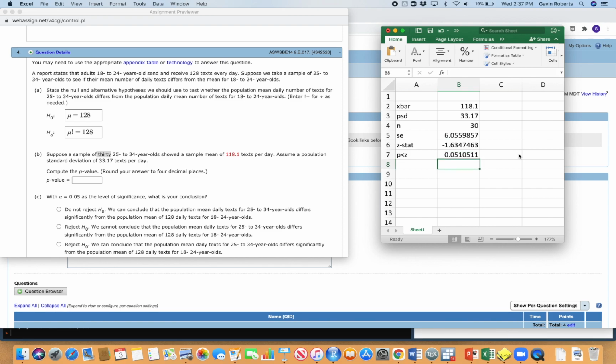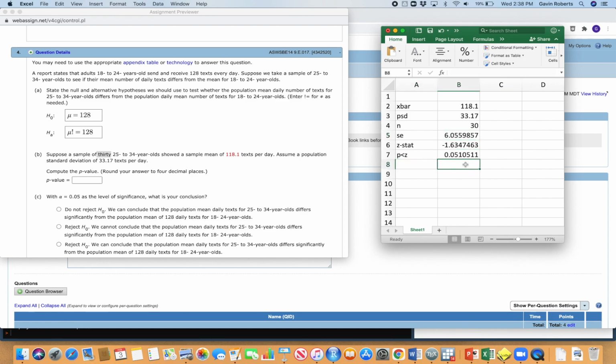5.1% is the probability in that tail of the z distribution. Similarly, 5.1% is the probability of landing here or to the left of that from a normal distribution centered at 128 that has this standard error. Whoa, play that in slow motion.